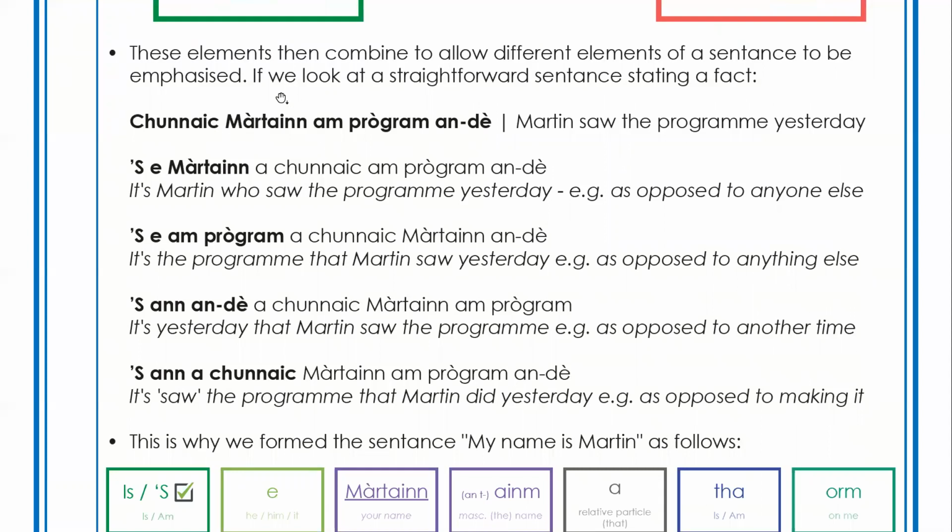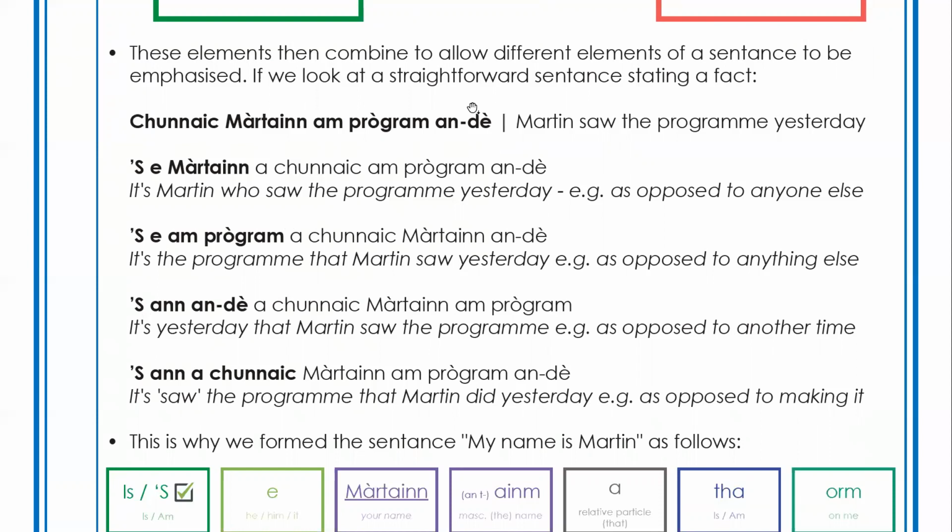So if we want to emphasize the proper noun Martin and emphasize who it was that saw the program, is e Màrtainn a chunnaic am program an-dè. It's Martin who saw the program yesterday, as opposed to somebody else seeing it. If we want to emphasize that it's this particular program that Martin saw, is e am program a chunnaic Màrtainn an-dè. So this time we're bringing am program to the front. So it's the program that Martin saw yesterday, as opposed to a film or something else.